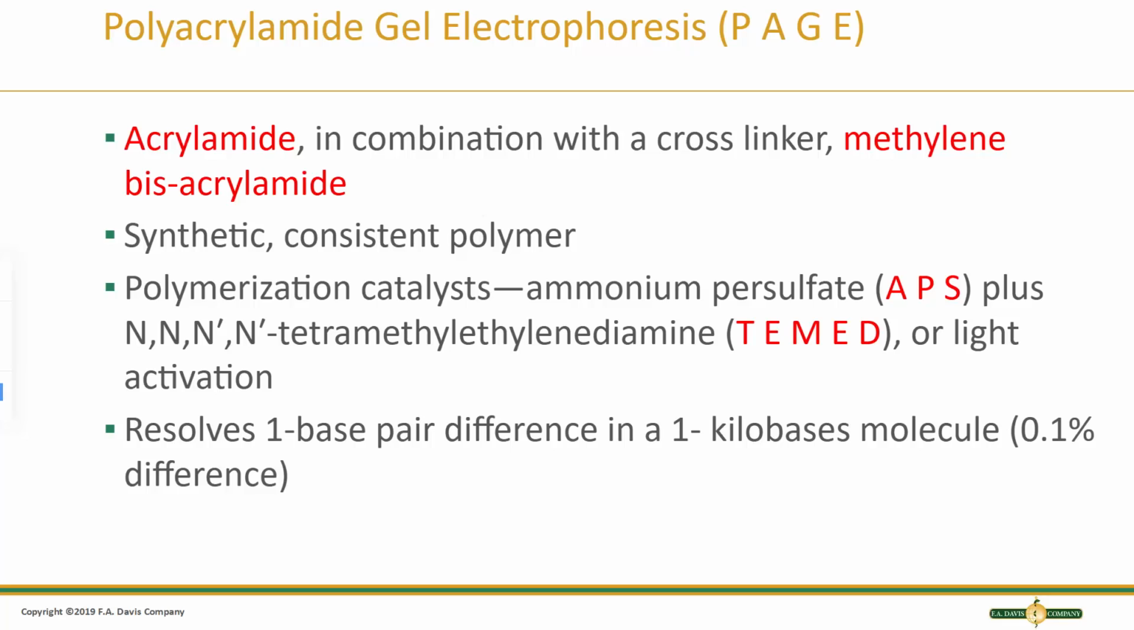So acrylamide is used in combination with a crosslinker, like methylene bisacrylamide. Synthetic consistent polymer, so it's consistent throughout the gel. Then there's polymerization catalysts. We can use APS or TEMED, or light activation. It resolves one base pair difference in a 1 kilobase molecule, so a 0.1% difference.